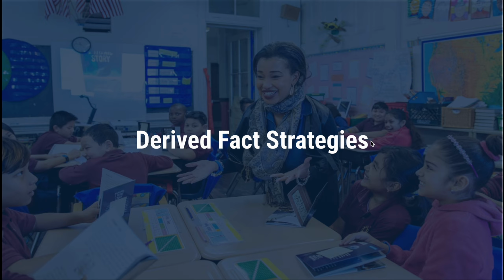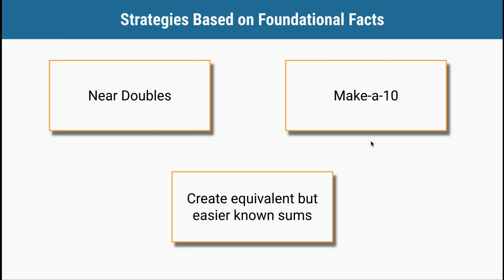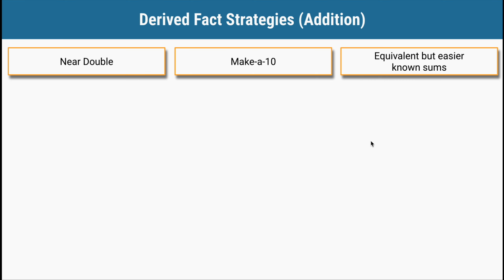When we're deriving fact strategies, we're using the foundational facts we know to derive new facts. Let's look at some examples. These are the 3 strategies based on foundational facts that we're going to be diving into today. Near doubles, make a 10, and create equivalent but easier known sums.